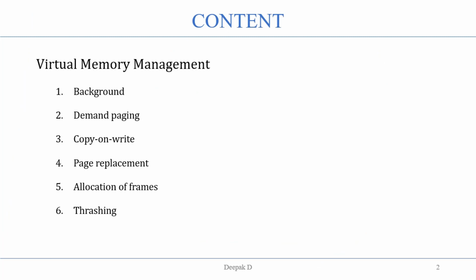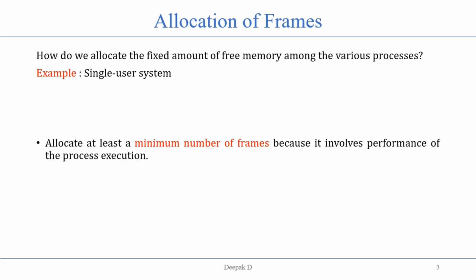So till now we have covered the major topics, and we are left with the allocation of frames and thrashing. We shall discuss them one by one now. During the discussion of allocation of frames, the first question that arises is how do we allocate the fixed amount of free memory among the various processes? So this is the first question that we face.